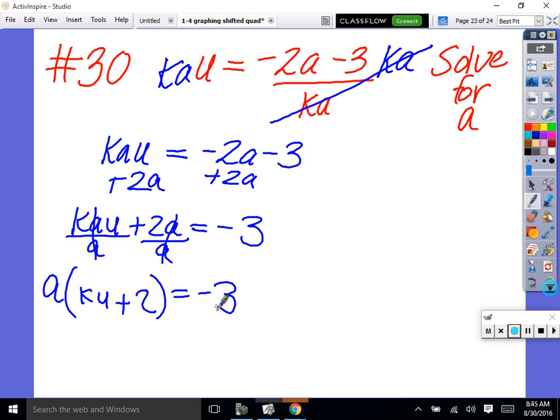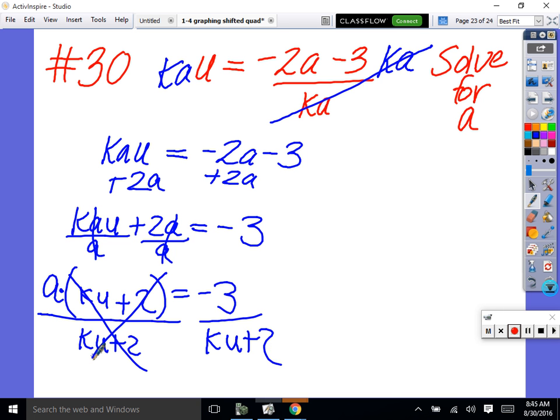Last step, good. Yep, last step is a times all that stuff. What undoes multiplication? Division. So we'll divide both sides by ku plus 2. Divide by ku plus 2. And we've just solved the literal equation. There's a really good chance you would see one like this on the ACT.